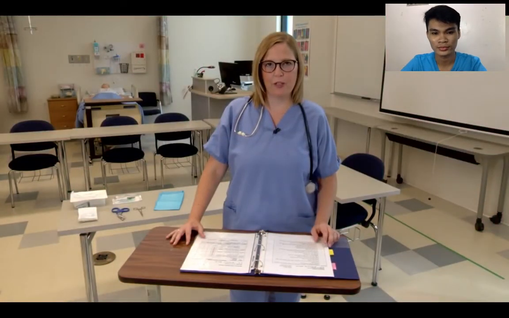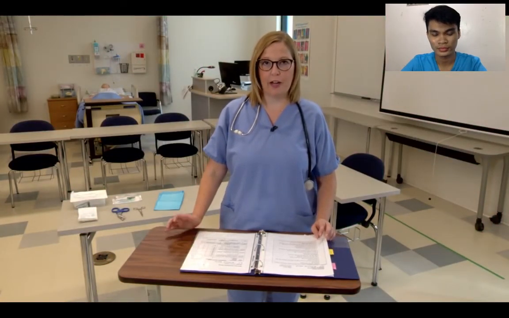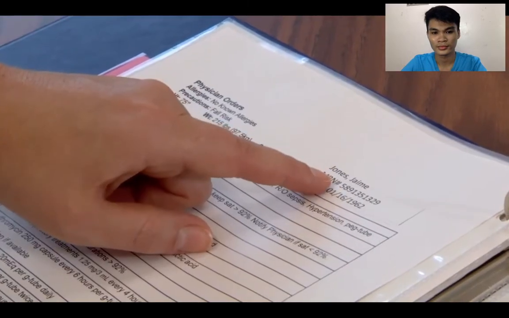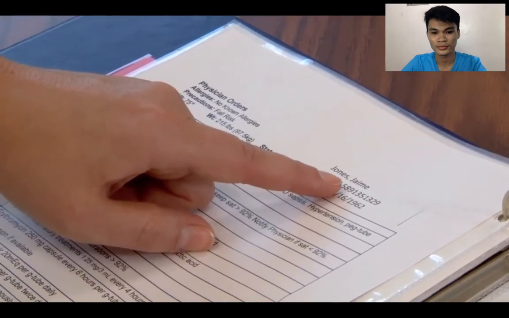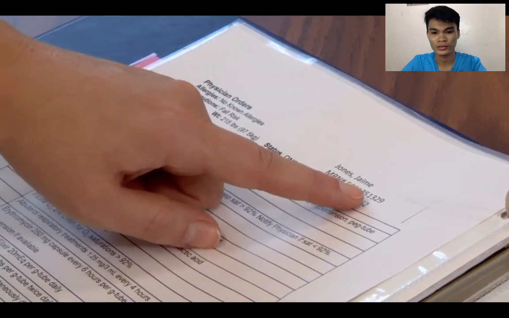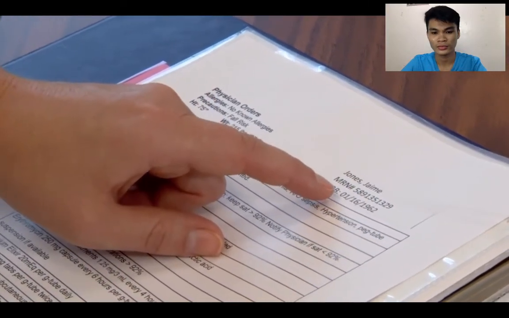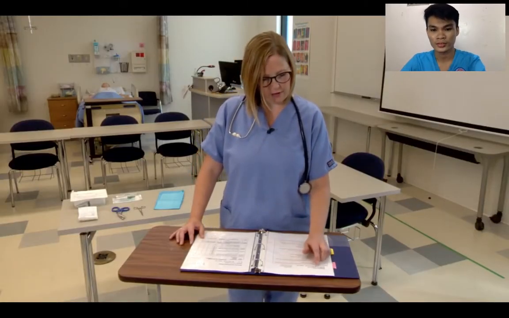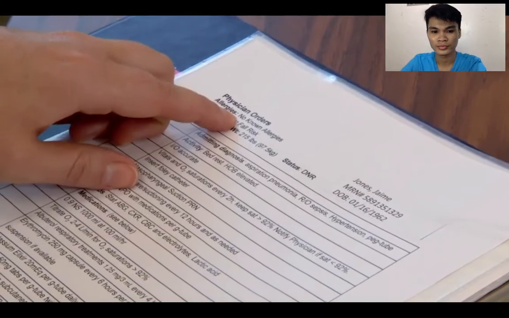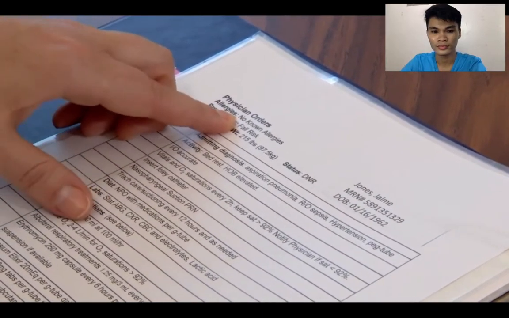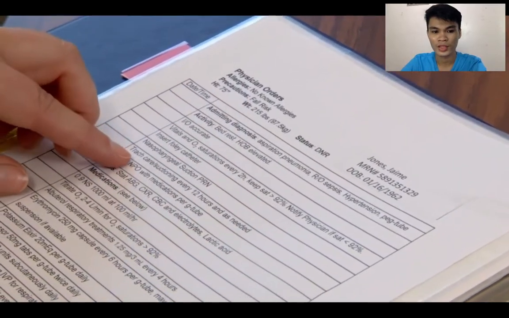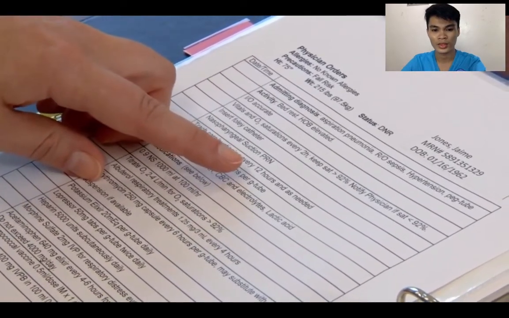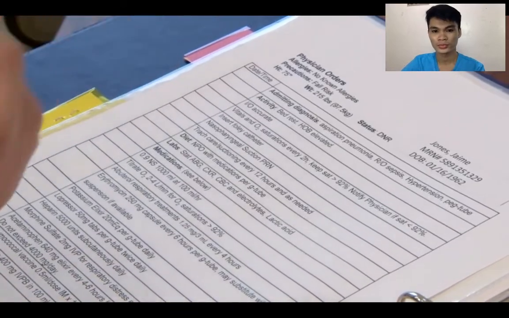Today we're going to be performing trach care on a patient. So I have my patient chart here. Jamie Jones, MR number 589-135-1329, date of birth 1/16/62. We also want to verify that the patient has no allergies, and then we want to check the physician order for the skill we're about to perform. It states here, trach care and suctioning every 12 hours as needed.